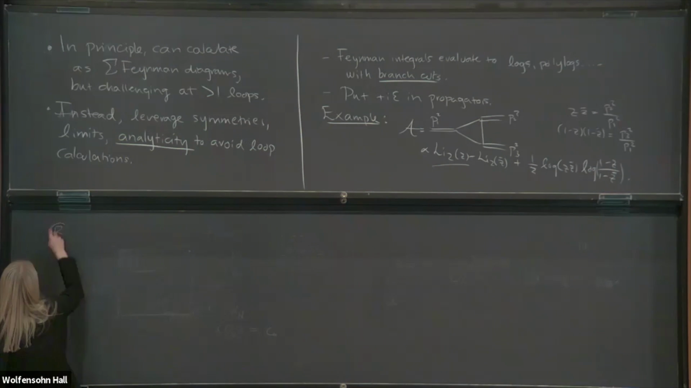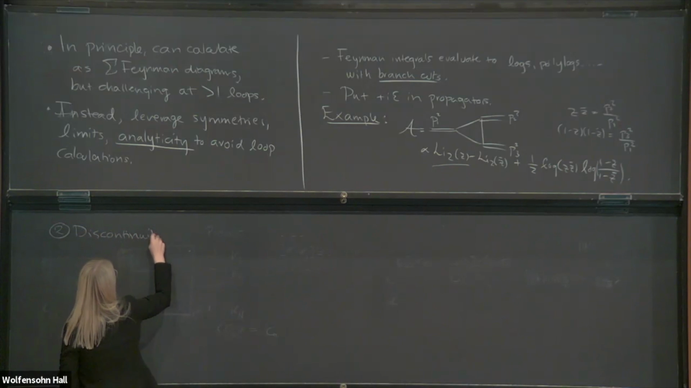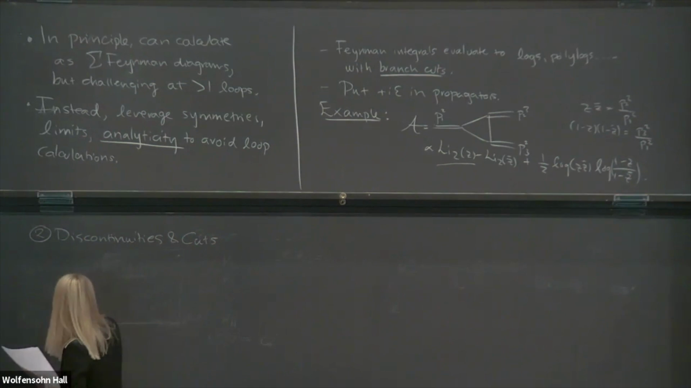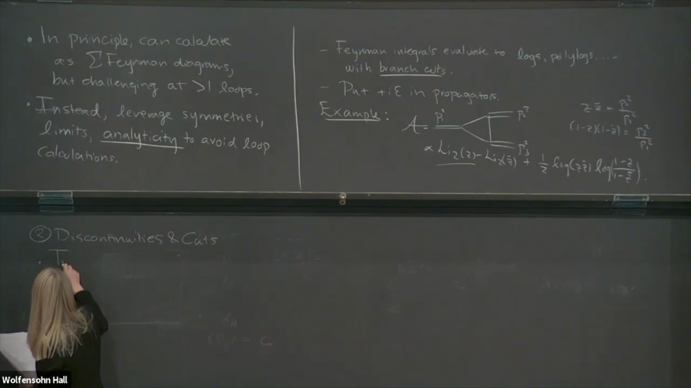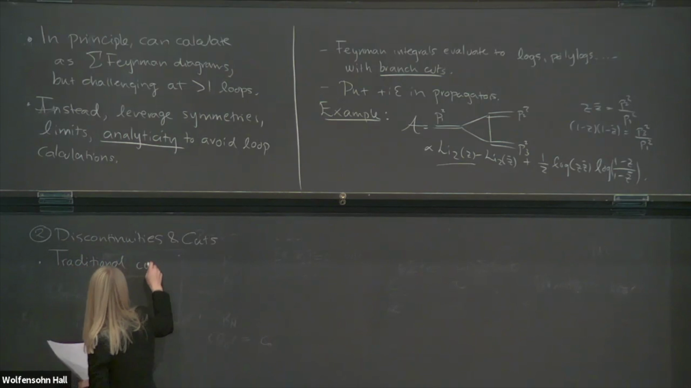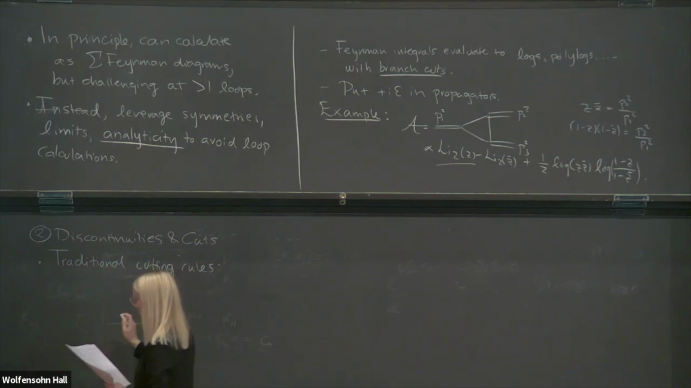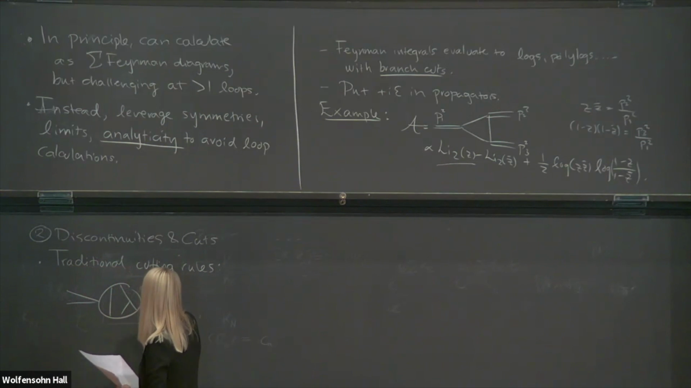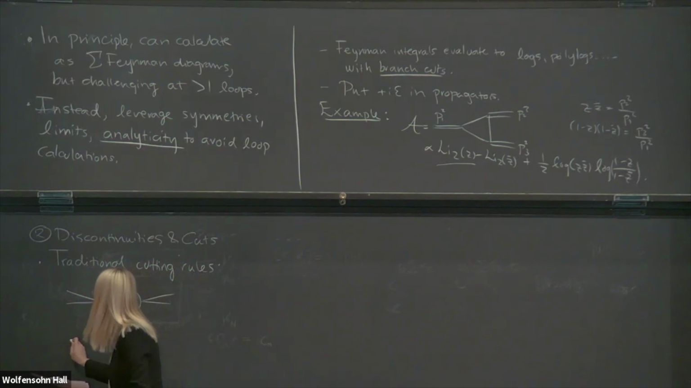So let me go on to point 2: on discontinuities and cuts. As I say, one of the goals is to generalize the traditional cutting rules. So let me remind you of those. If I have some Feynman diagram here in perturbation theory, I'm going to draw a 4-loop bubble for illustration.